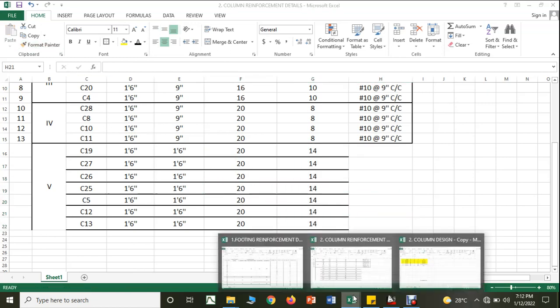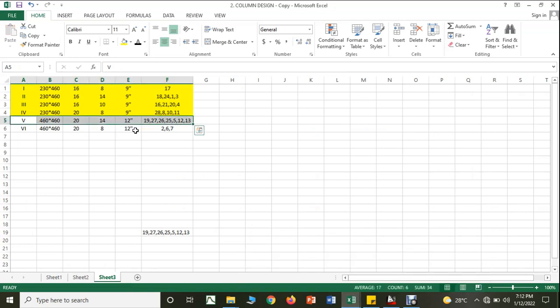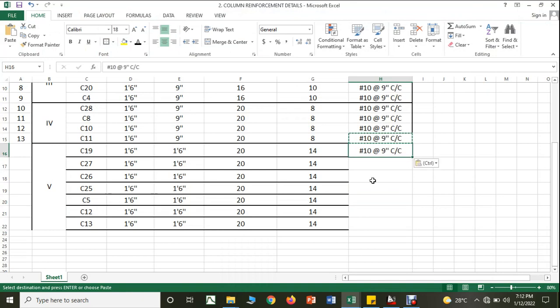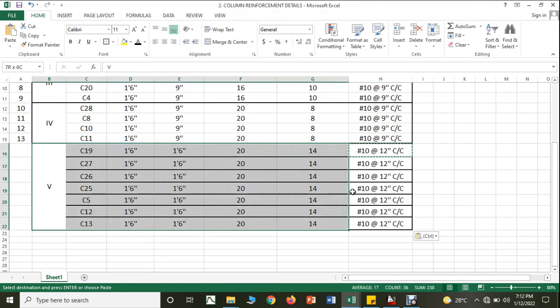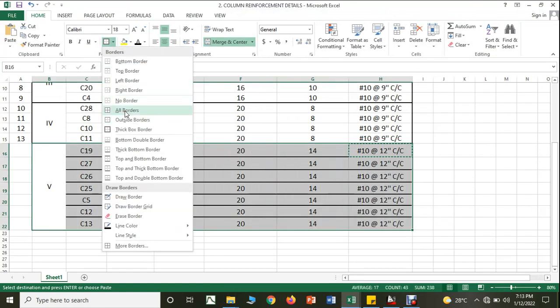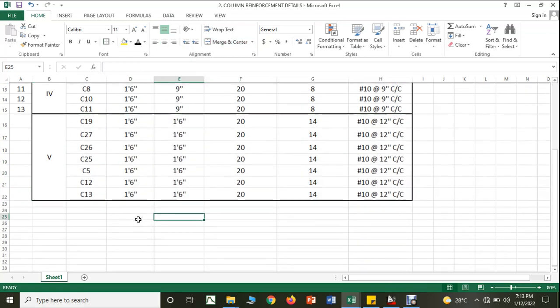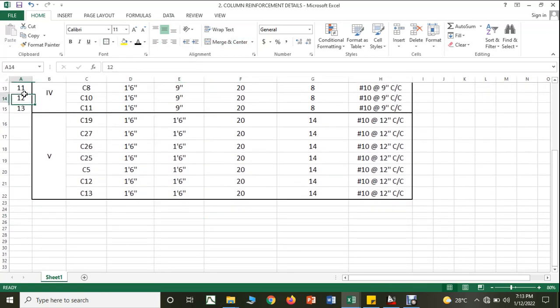And what about spacing? The spacing will be 12-inch center to center, that is 10 mm lateral ties at 12-inch center to center. Okay, I can make this 12-inch center to center. So this is the another one.